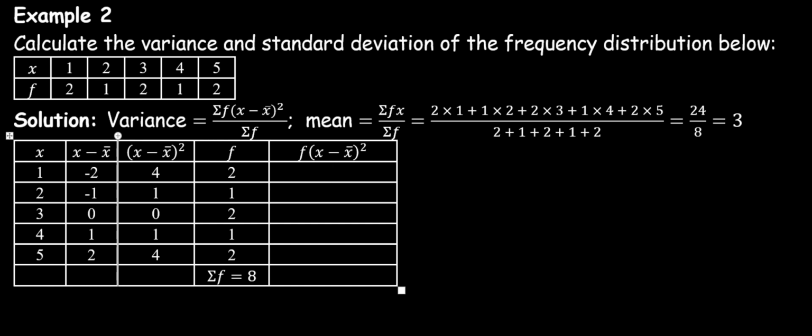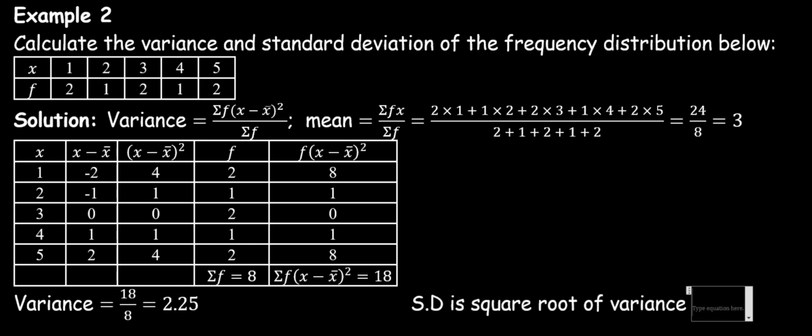And in this case, we have 4 times 2 will give you 8. 1 times 1 will give you 1. 0 times 2 will give you 0. 1 times 1 will give you 1. 4 times 2 will give you 8. The summation of what we have gotten in this column will be equal to 18. Next, our variance will be equal to 18 over 8, which is equal to 2.25. And standard deviation is equal to the square root of variance, which is equal to the square root of 2.25, which is equal to 1.5.